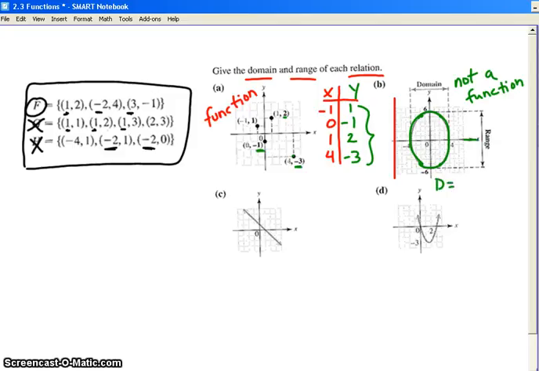Okay, the domain is along the x-axis. The smallest number is -4. The greatest number is +4. So I'm going to write it like this. From -4 to +4, all x values represent the domain. The range is along the y-axis. The smallest y value is -6. The largest is +6. So the range is an interval from -6 to +6.